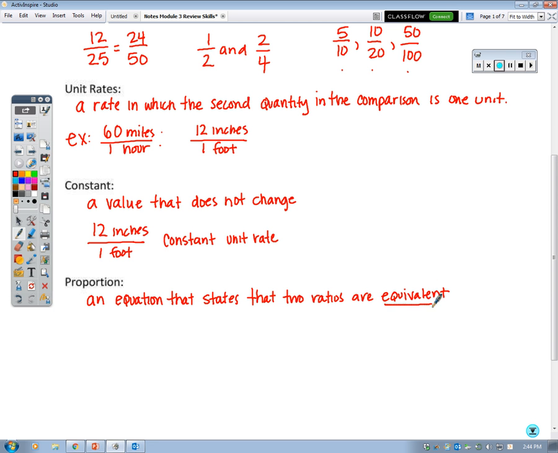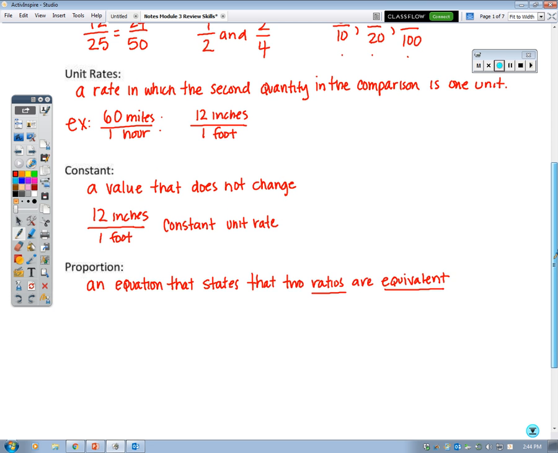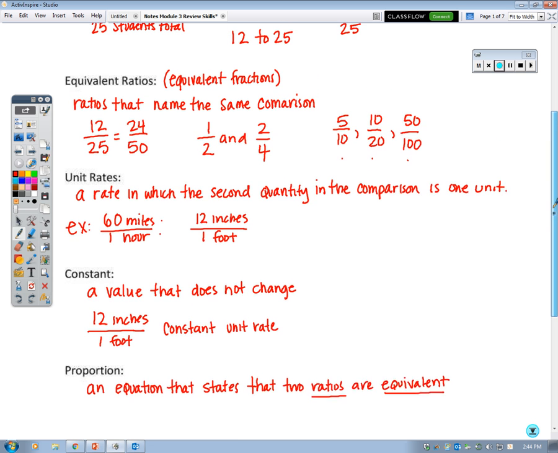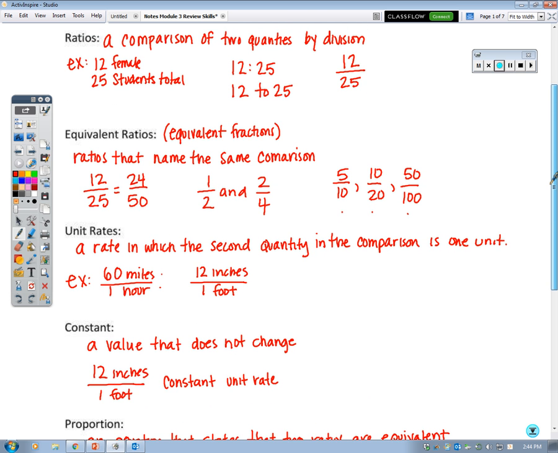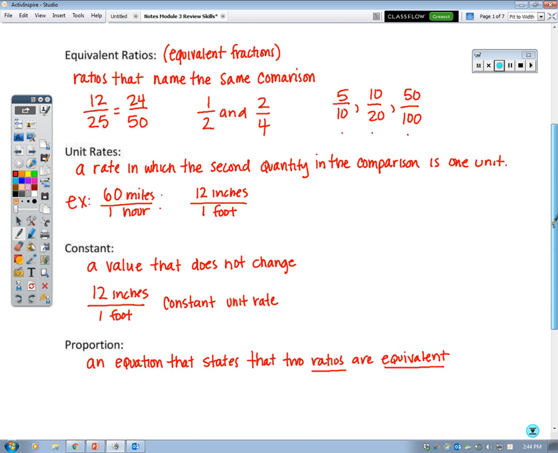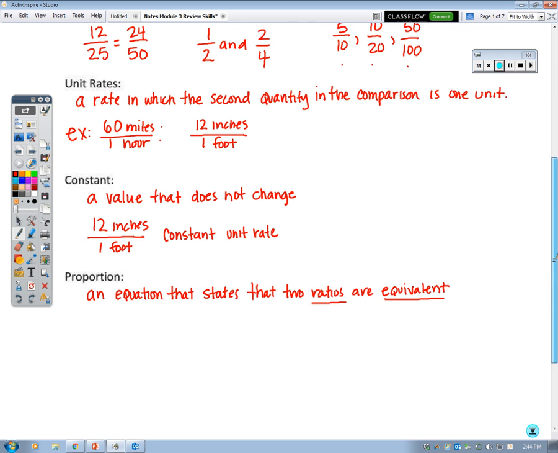And already here we've got equivalent and ratios, which, if we just take a look back here, are two words that we addressed in the beginning, ratios and equivalent ratios. So I'll scroll back down. Hopefully that doesn't make you too dizzy.